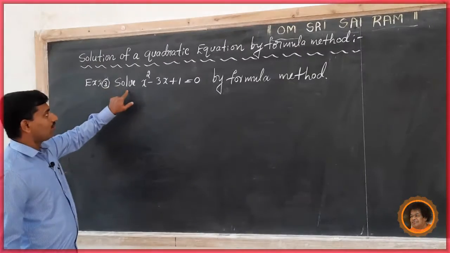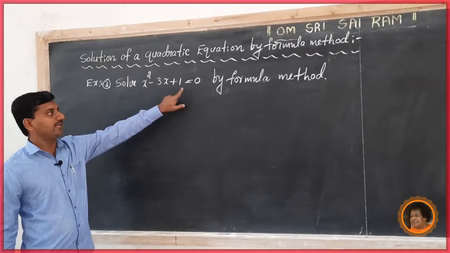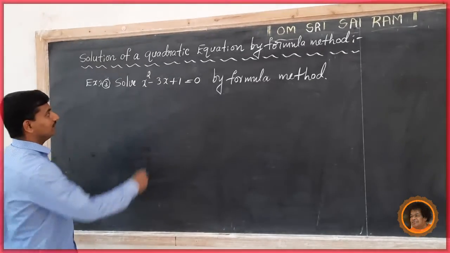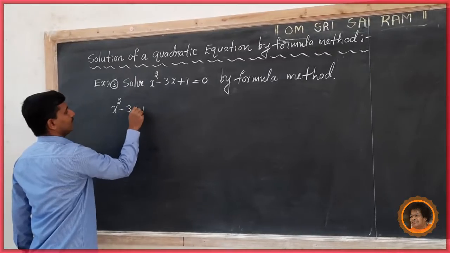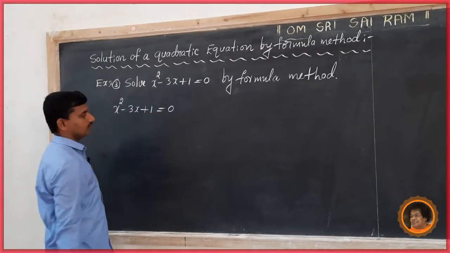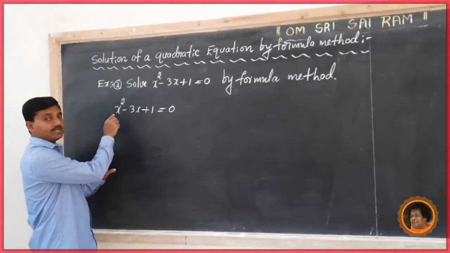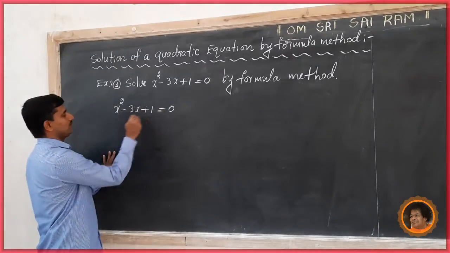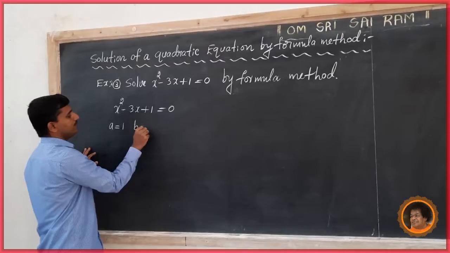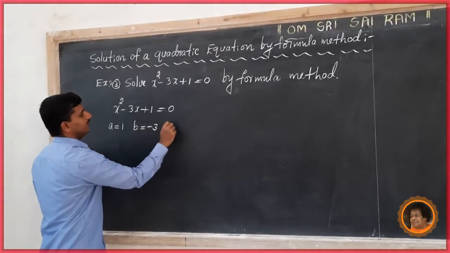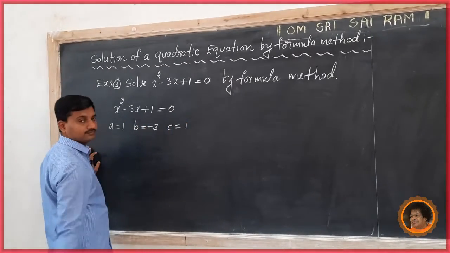Next example, solve x square minus 3x plus 1 equal to 0 by formula method. So the given equation is x square minus 3x plus 1 equal to 0. The given equation is already in the form of ax square plus bx plus c equal to 0. So compare the coefficients. So a equals 1, b equals minus 3, and c equals 1.